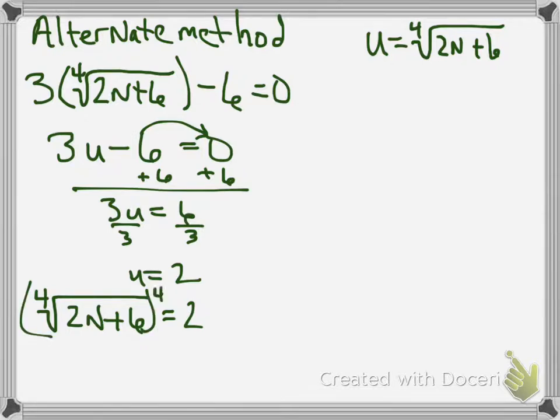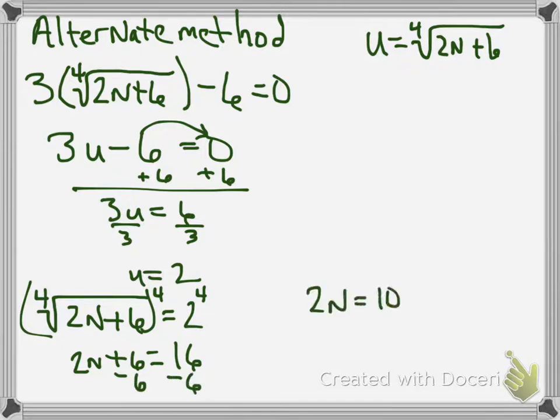Anyways, if I raise this to the fourth power, I get rid of that. So I get 2n plus 6 equals 2 to the fourth power, which is 16. Subtract 6, divide by 2, and there you go. You get n equals 5. Now again, we could check this. I'm not going to check this one right now. But that's pretty much how you do this.